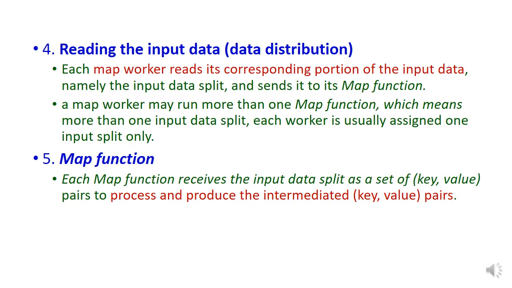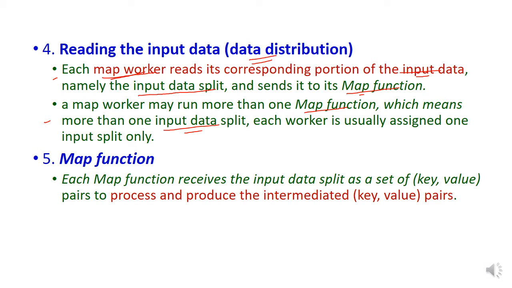And the next one is reading input data, otherwise called data distribution. Here each map worker will read the corresponding portion of input data, namely the input data split. Here the entire text file will be split into a number of blocks, and each block will be read by each map worker and sent to the map function. Here the map worker may run more than one map function, which means more than one input data split.